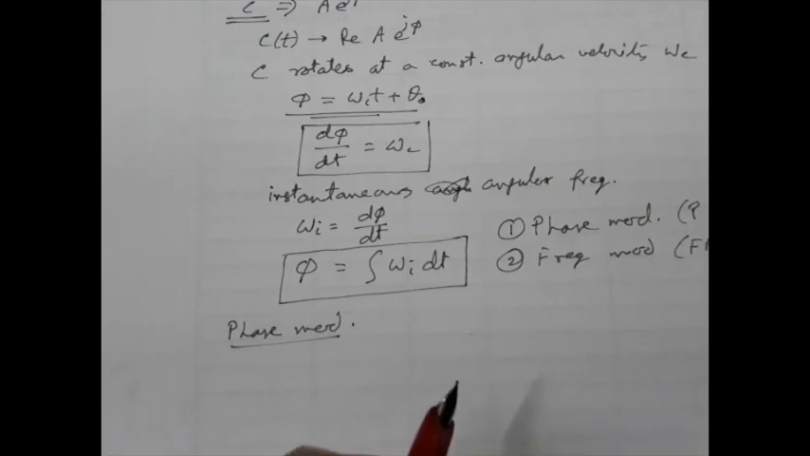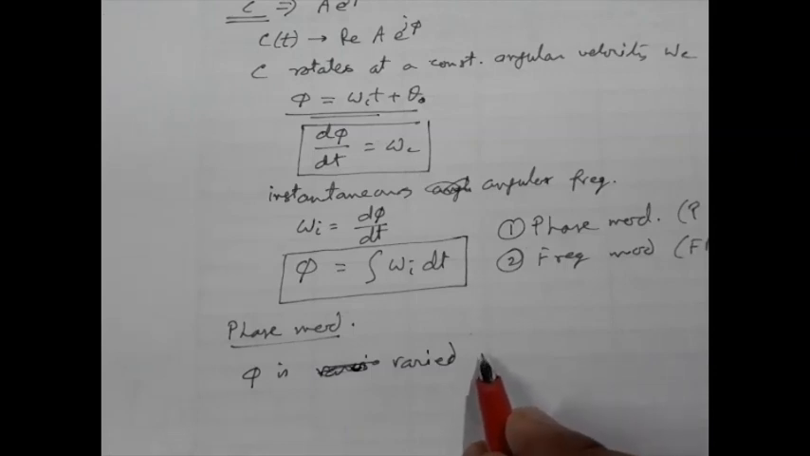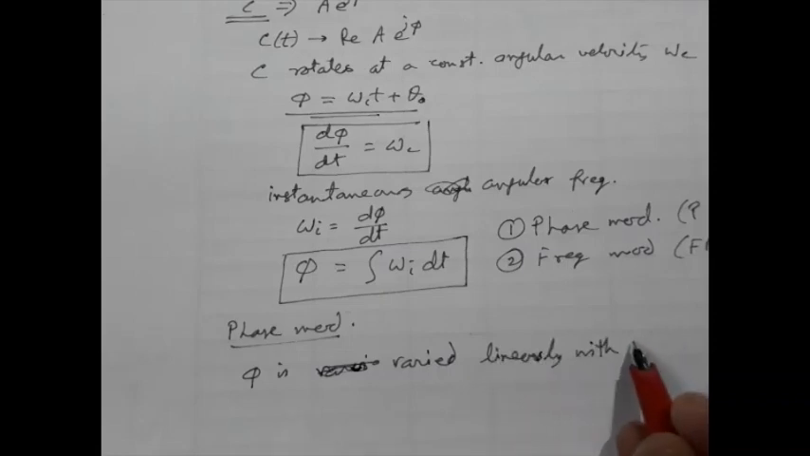Phase modulation is that type of angle modulation in which the phase angle phi is varied linearly with the baseband signal. That means in phase modulation, the instantaneous value of the phase angle is equal to the phase angle of the unmodulated carrier plus a time varying component which is proportional to the modulating signal.